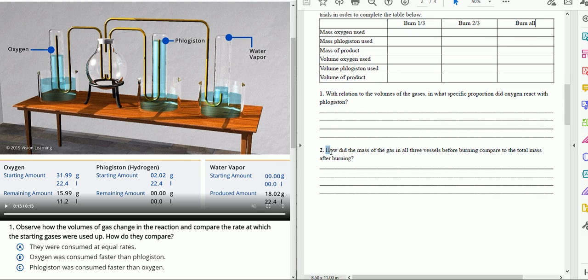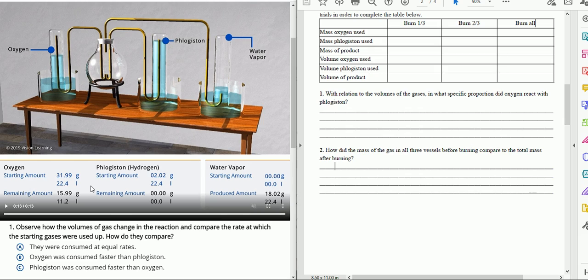Number 2, how did the mass, so here we're talking about mass again, how did the mass of the gas in all 3 vessels before burning, okay, so take the mass, all 3, right? So again, we started with 0 water vapor, we started with 2.02 grams of phlogiston, and we started with 31.99 grams of oxygen, right? So, we can add that up. How does that mass compare with the total mass after burning?